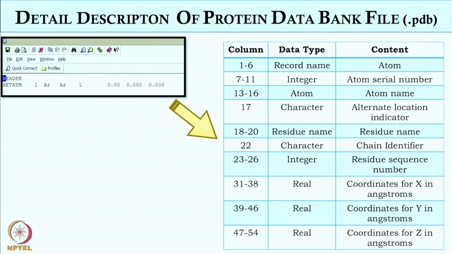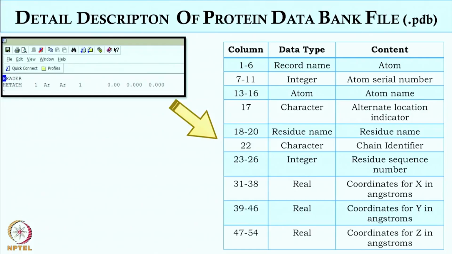So you mean to say that AR, which is typed on the left side, can be anywhere between 13 and 16? Yeah, it need not exactly start with 13, it can be 14 or 15. But it has to be in between 13 and 16. Column 17 is the character, which is the alternate location indicator.